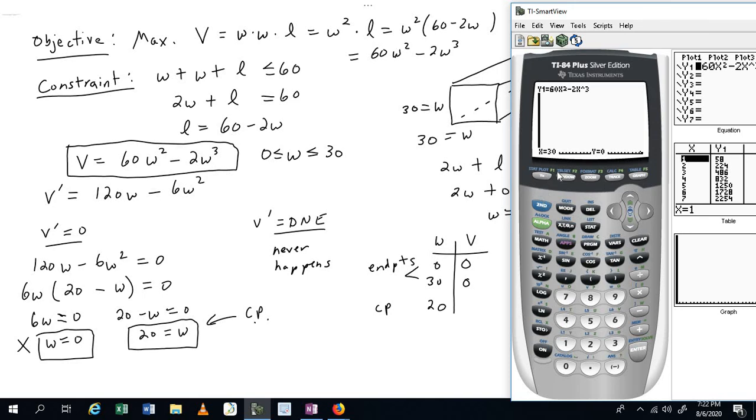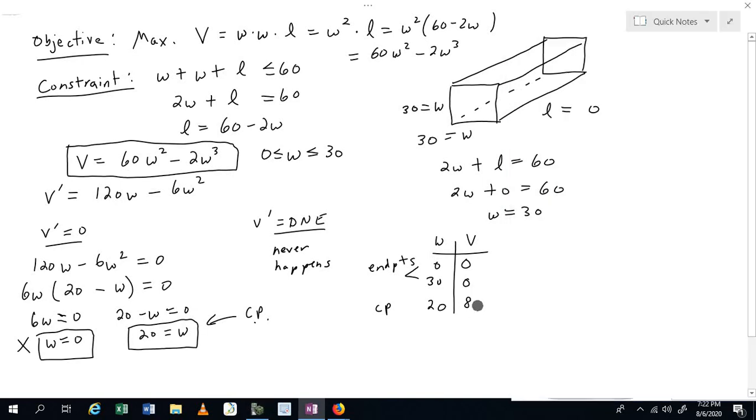So again, once you've entered this into the y equals button, you can just go back to calc and then select value and then put in 20 now for x. And you get 8,000 out, okay, for your volume. Okay, and so obviously this is the largest volume. This is the absolute maximum.